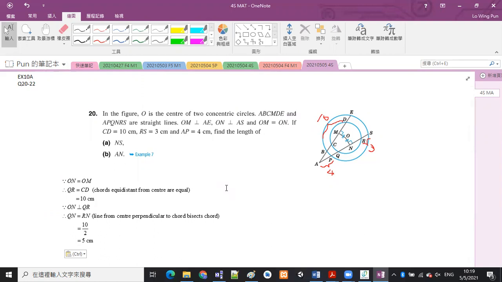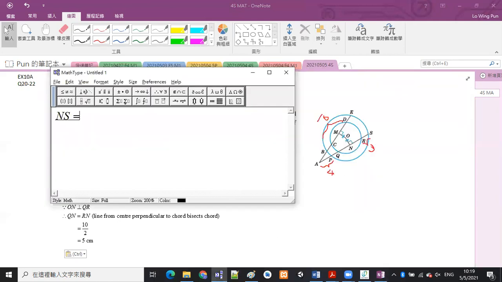So we are ready to answer the part A. NS is just equal to NR plus RS. Okay, so that will be 5 plus 3. So NS is equal to 5 plus 3, and that will be equal to 8 cm.